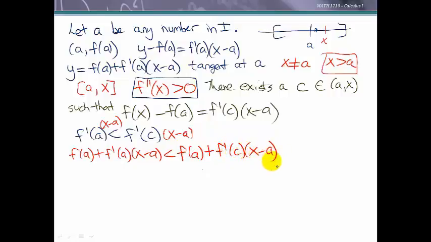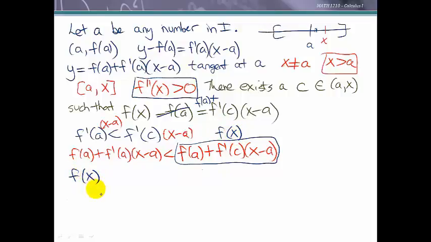x minus a. Let's go right back up here, and what if we moved this f of a to the other side? So we had f of a plus, and we moved it here. So the function at x equals f of a plus f prime of c times x minus a. Oh, well that's exactly what I have here. So I could replace that with f of x. I'm going to write that side first. So I have f of x, of course I have to turn the inequality sign if I do that, is greater than f of a plus f prime of a multiplied by x minus a.